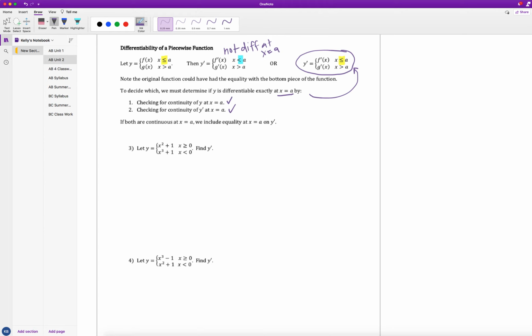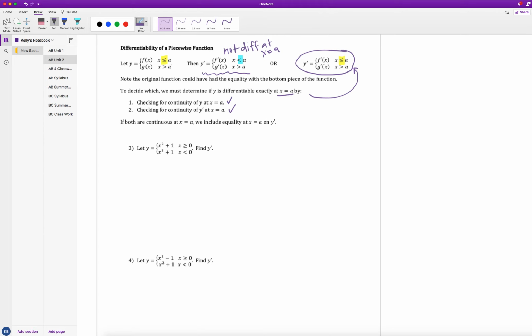But what's important to notice is since f and g themselves are both differentiable, we get one of these two scenarios. We can still find y prime. The difference is if y is not differentiable at x equals a, then we don't get the equals 2 bar back and we fall into this first case. But if we can satisfy both conditions here and y is differentiable at x equals a, then we get to put the equals 2 bar back.